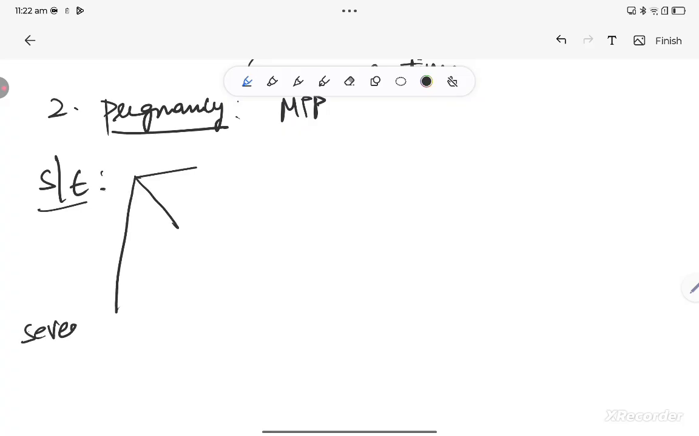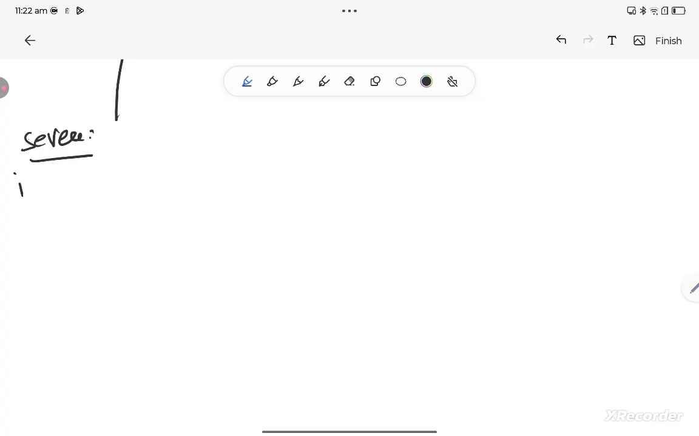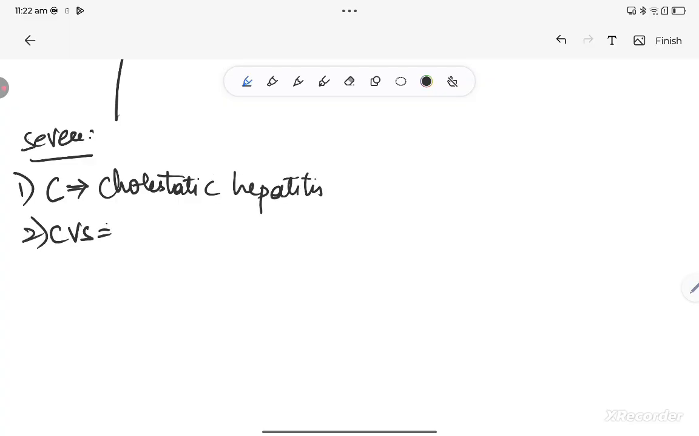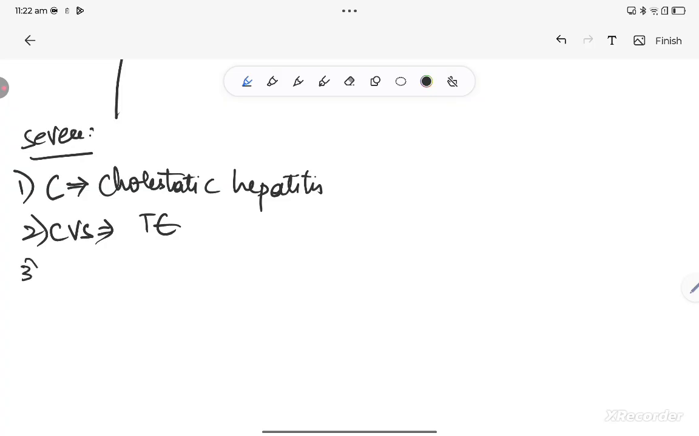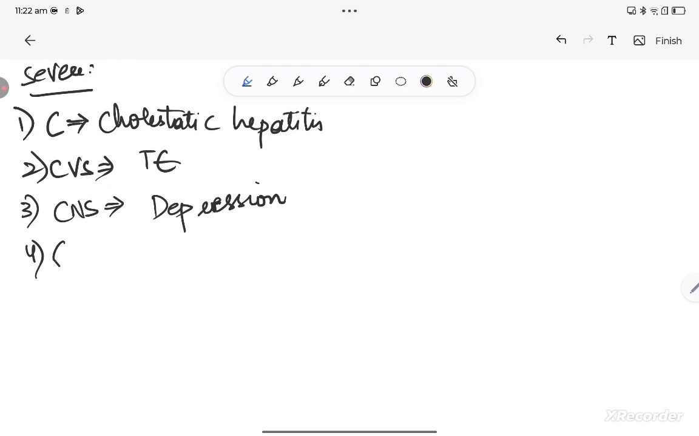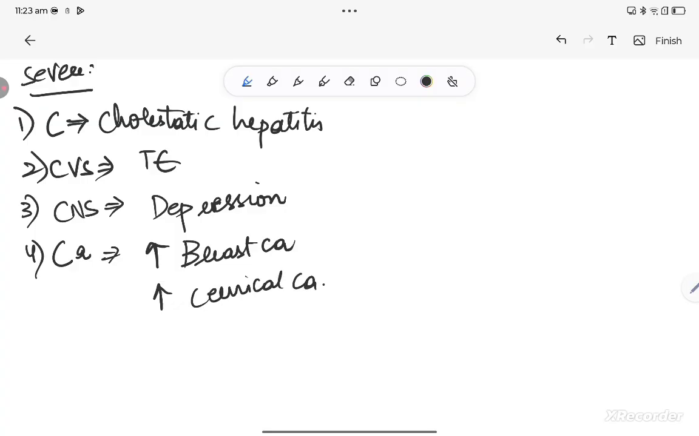First C stands for cholestatic hepatitis. Then your serious issues like thromboembolism. Third one, your CNS issues like depression. OC pills do not cause depression. They stimulate the subclinical depression. They make it overly latent. Clear? And finally, fourth C is cancers. Mainly, this increases the risk of breast cancer as well as cervical cancer. All these are because of the estrogen component.